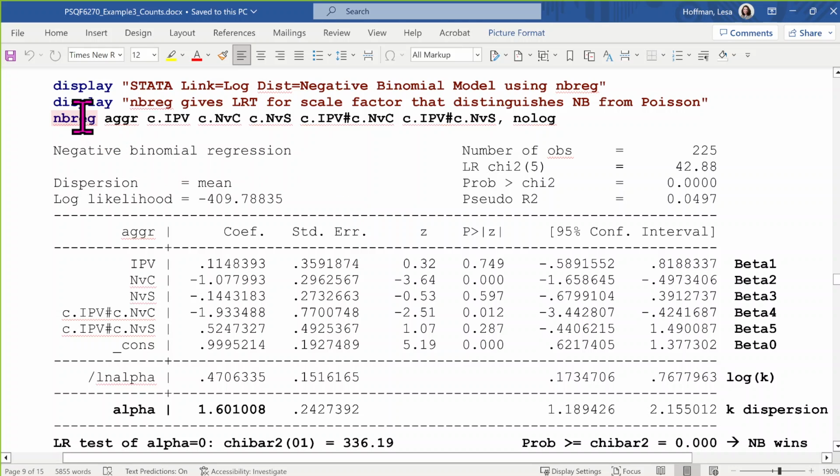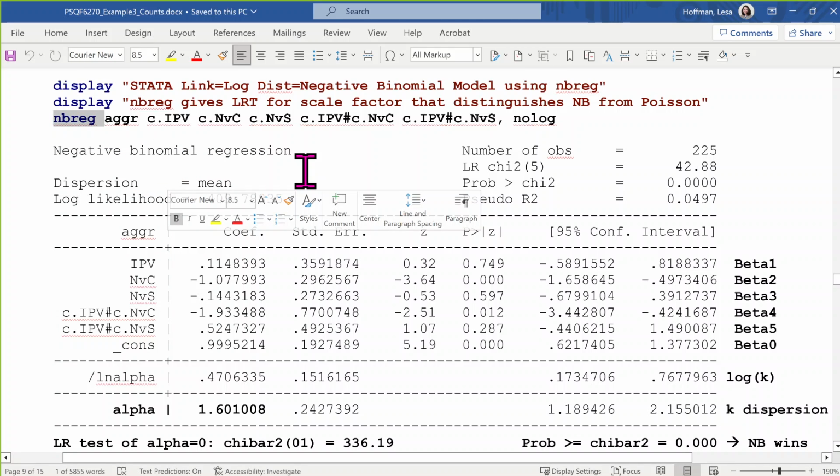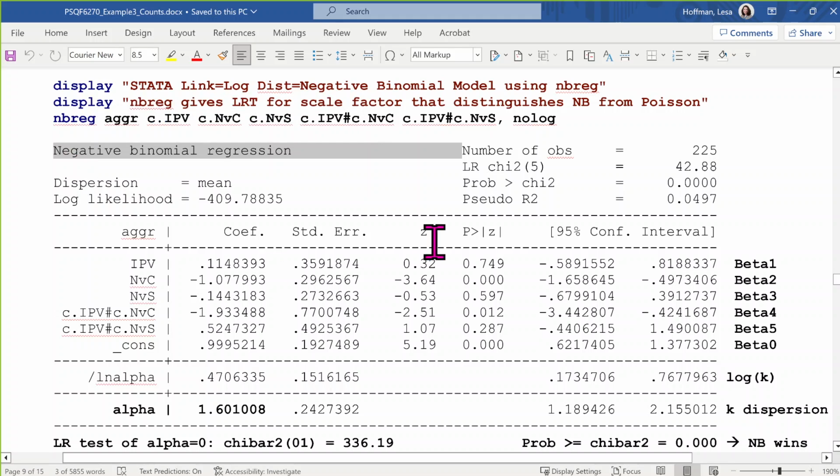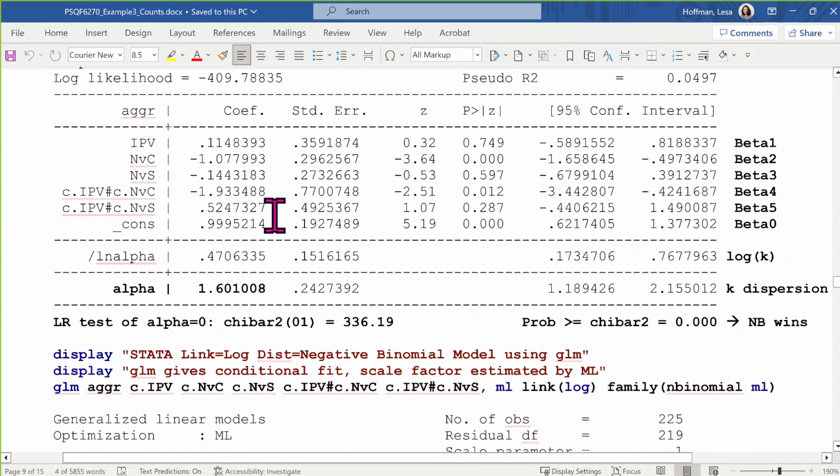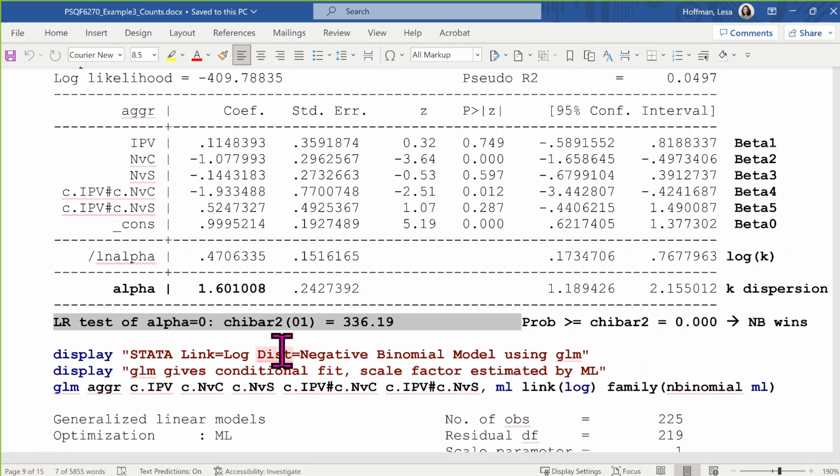So in Stata first, we have a function called NBReg, which stands for negative binomial regression, as it states right here. It does give you a likelihood ratio test for the model built in, and it also gives you this thing right here, which is the whole reason I asked for it. This is a likelihood ratio test done for you as to whether this model fits better than Poisson, whether we need the stretchy.